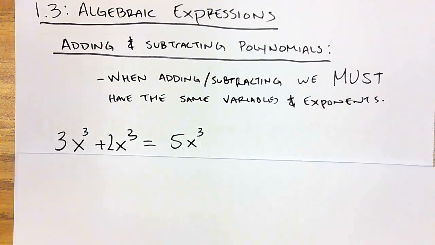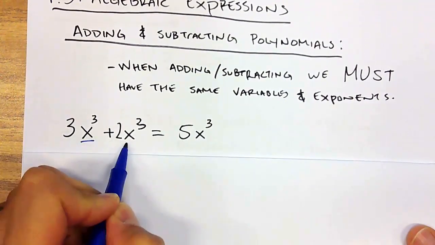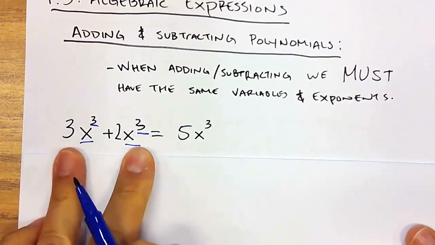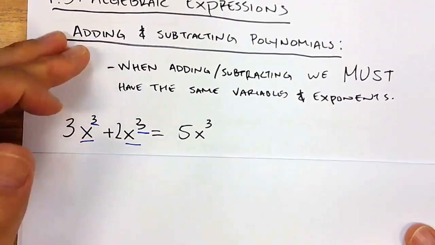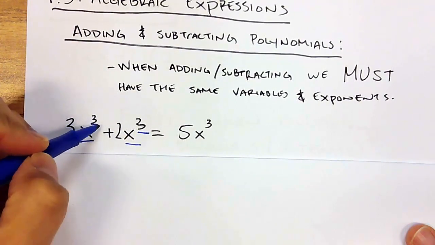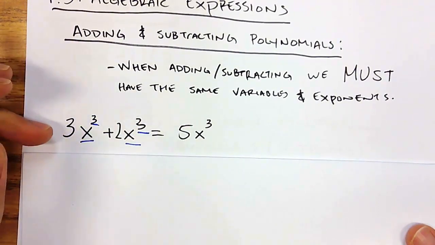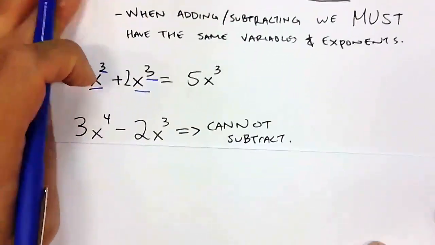For example, if we have this, we have the same variable x, we have the same exponent, to the third. So now we can collect the like terms. 3 plus 2 is 5, right? x to the third. It does not affect the exponent or the variable. You just collect the like terms, right?